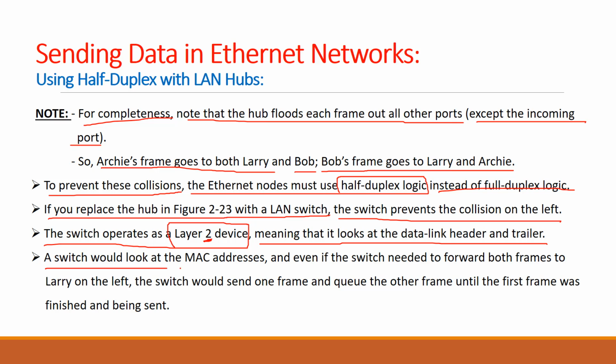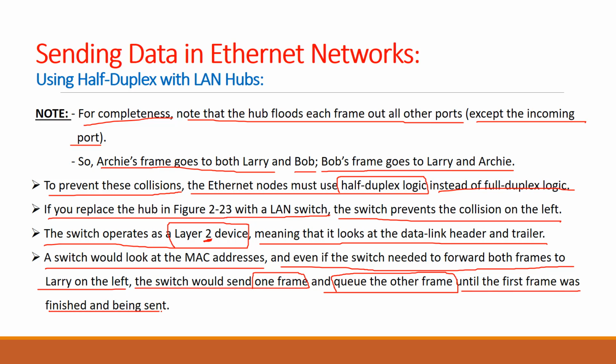So a switch would look at the MAC addresses, and even if the switch needed to forward both frames to Larry on the left, the switch would send one frame and queue the other frame to avoid this collision until the first frame was finished being sent. This will prevent collisions using Ethernet switches. But with layer 1 hubs, it cannot prevent this collision unless you use a concept called CSMA/CD.